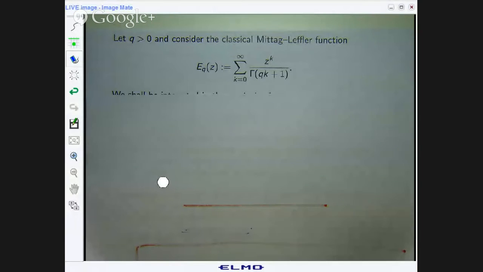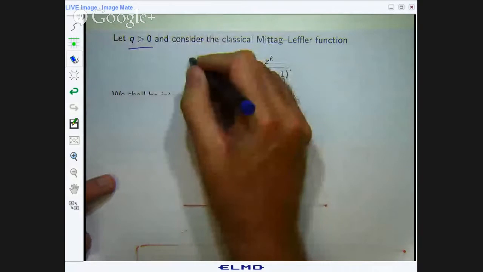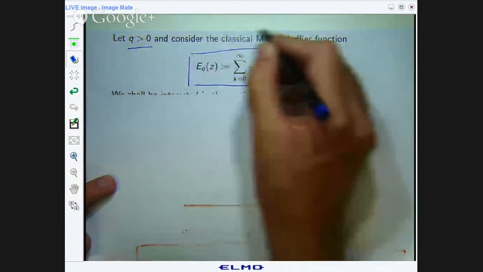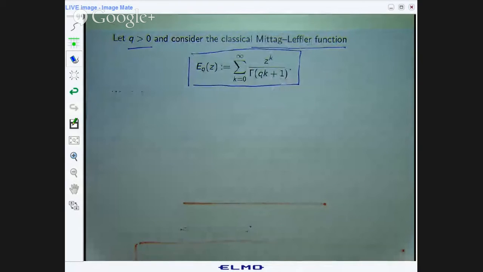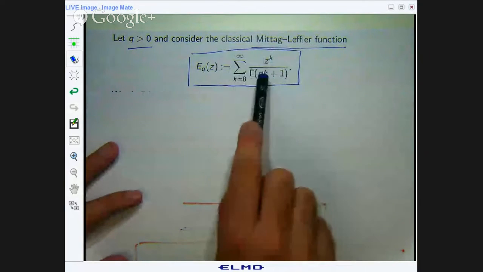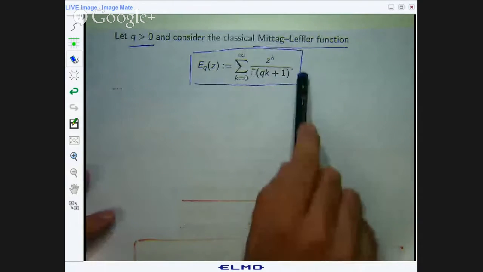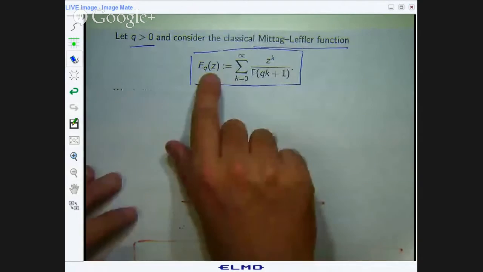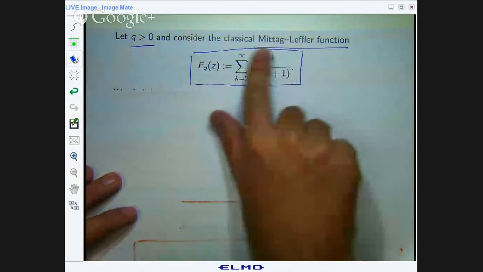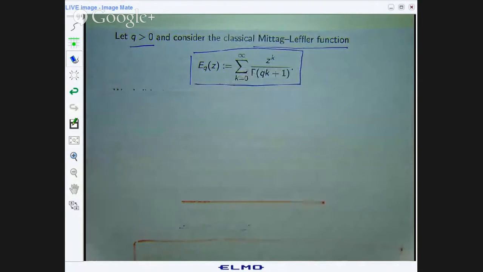All right, let Q be positive, and consider this so-called Mittag-Leffler function. Okay, so again, you've got some sort of infinite sum here, or infinite series. You've got the gamma function of Q, and you're summing over the k. Now, this might look a little bit familiar to you. If Q equals 1 here, what does this boil down to? Well, it boils down to the exponential function. So the exponential function that we know from regular calculus is a special case of this Mittag-Leffler function.